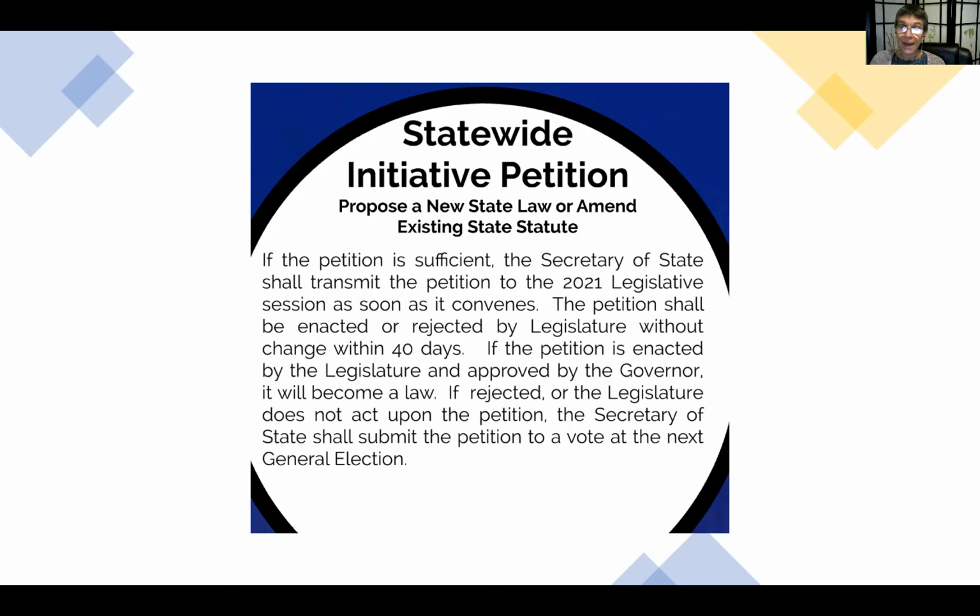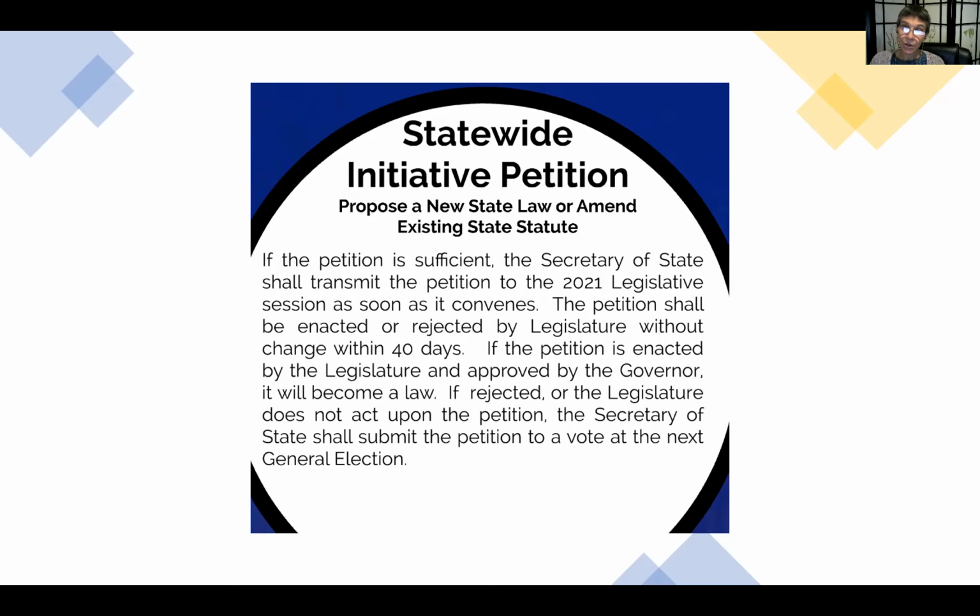But what the Secretary of State does is she doesn't automatically put it on the ballot. She sends it directly to the next legislative session to say to legislators, the voters of Nevada came together and they said that they want you to take into consideration a new law or an amendment to an existing law. And if the legislature says, oh, well, thank you very much, we'd love to do that, and they pass it, then your ballot question has been enacted.